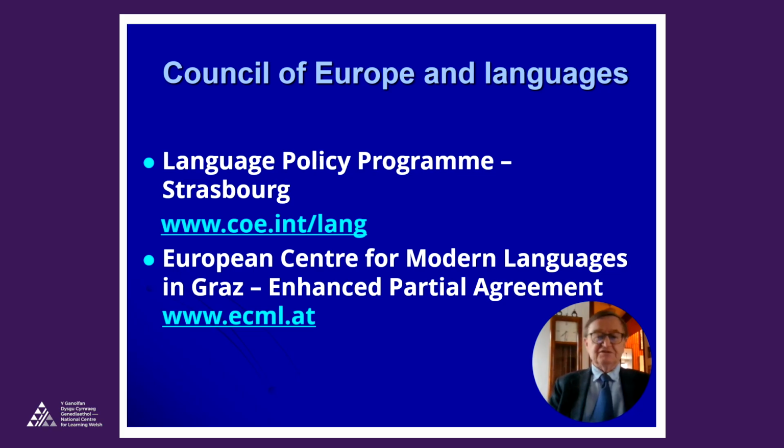There are two institutions at the Council of Europe, two units in charge of languages. One is based in Strasbourg, the main site of the Council of Europe, and one is based in Graz, in Austria, at the European Centre for Modern Languages of the Council of Europe, which is an interesting institution supported by part of the membership of the Council of Europe. Unfortunately, the United Kingdom has withdrawn from this agreement. This was, I dare to say, the first Brexit, if you want.